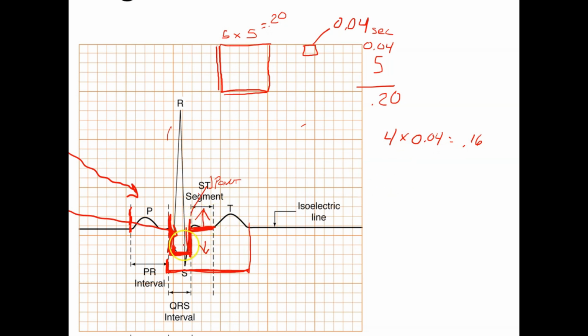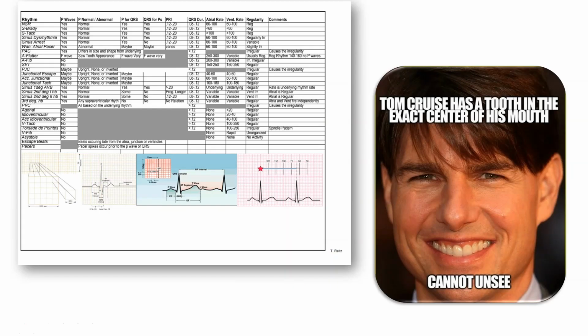Same thing happens here with the QRS duration. So if I'm measuring my QRS duration, and we'll say that there's 2 blocks here, so 2 times 0.04, 2 times 4 is 8, add in the decimal, and it becomes 0.08, right? So that's how we start to determine what our normal time frames are going to be.